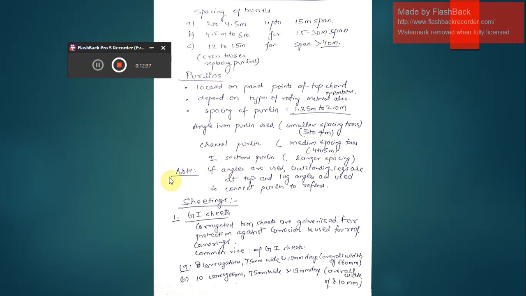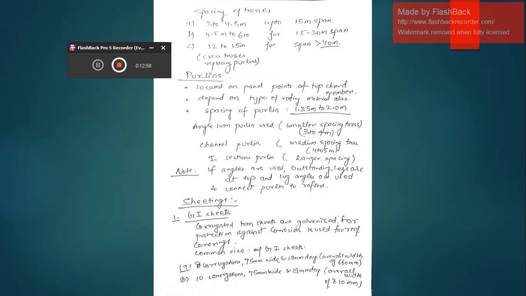Now there is an important note, you have to remember this. If angles are used as the purlins, then the outstanding legs are at the top, and lug angles are used to connect the purlins to the rafters. You will remember that the rafter is the top chord member of the truss. Okay, nice one, a good one.